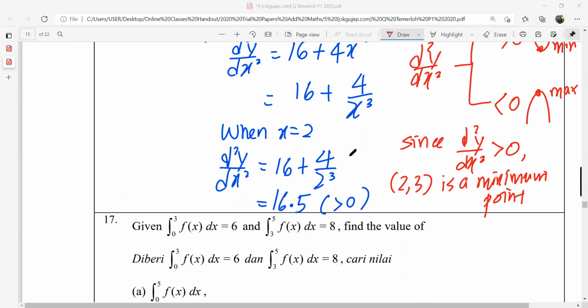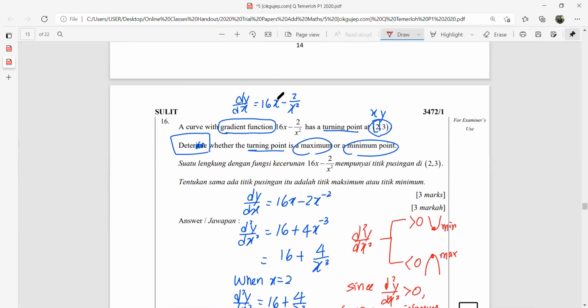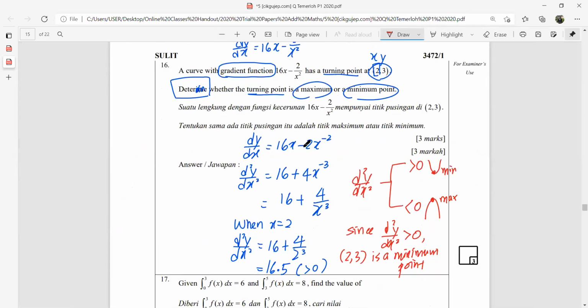So this question is just to see whether you still remember your differentiation skill, how to bring down the power, then power -1, and substitute the x as 2.